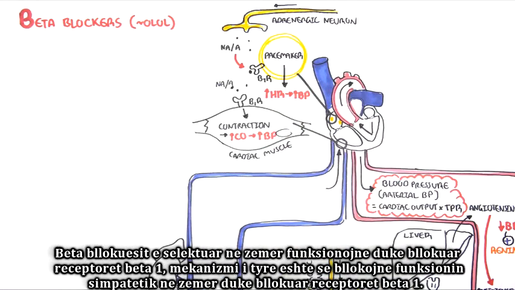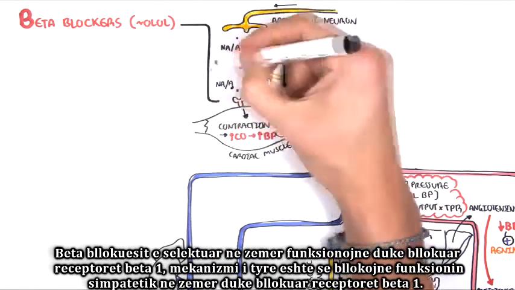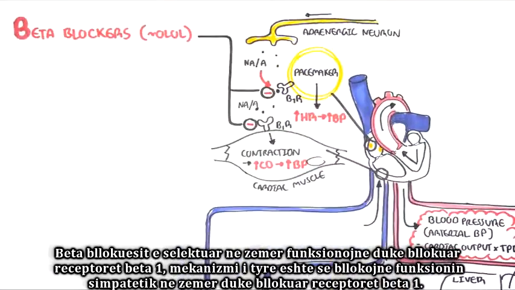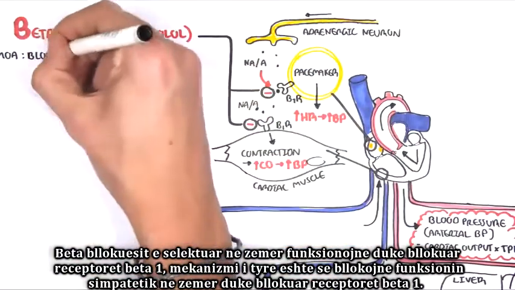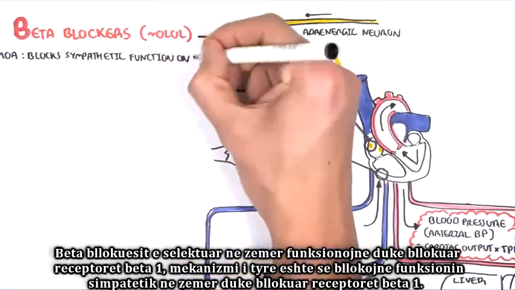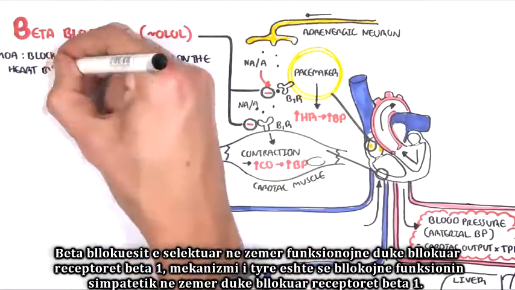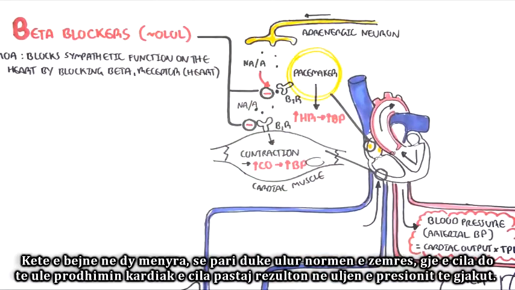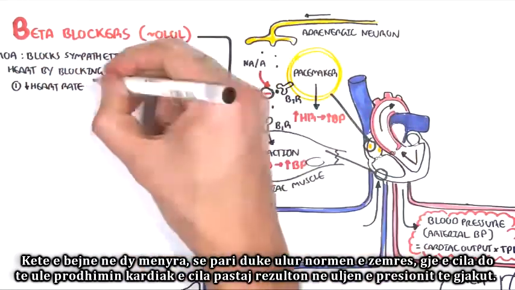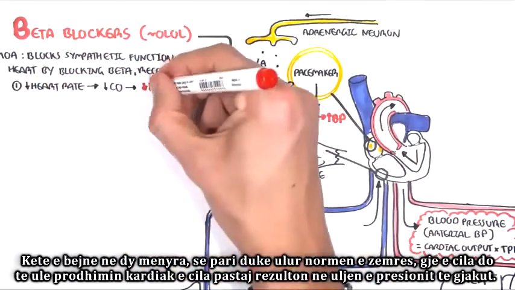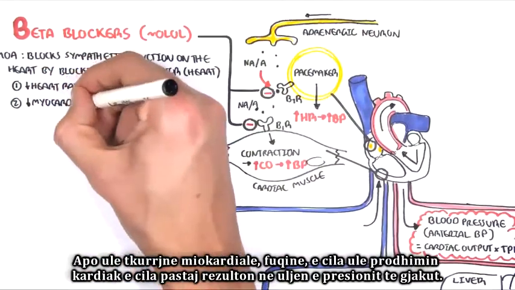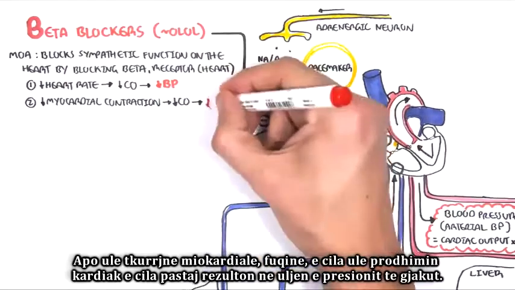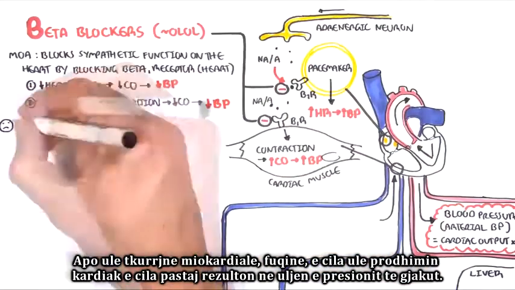Beta blockers selective for the heart work by inhibiting beta 1 receptors. The mechanism of action of beta blockers is that they block the sympathetic function on the heart by blocking the beta 1 receptors. And they do this in two ways. First, by decreasing the heart rate, which will decrease cardiac output and then decrease blood pressure. Or they will decrease the myocardial contraction, the strength, and thus decrease cardiac output, which will subsequently decrease blood pressure.